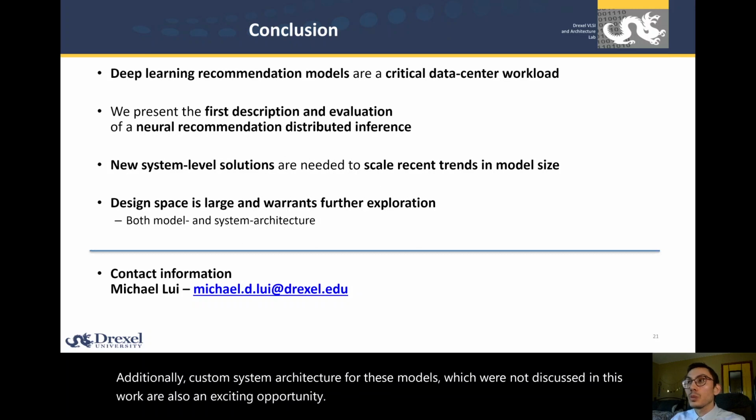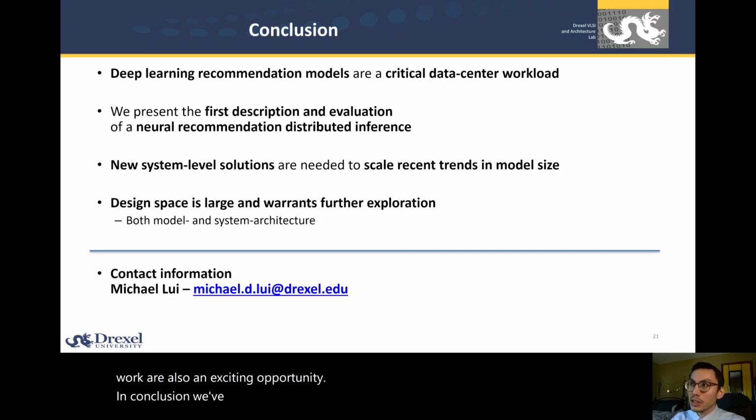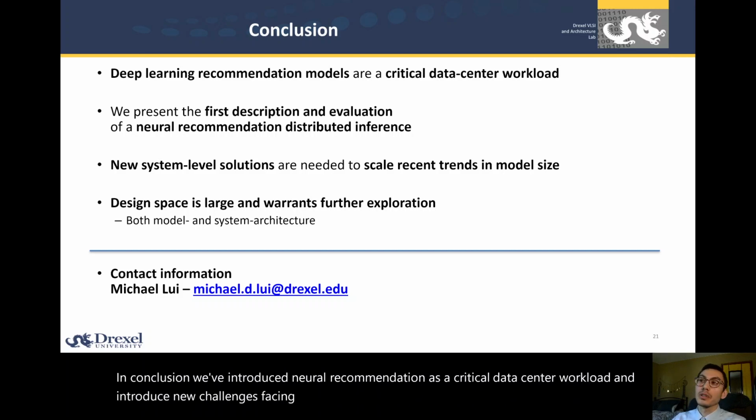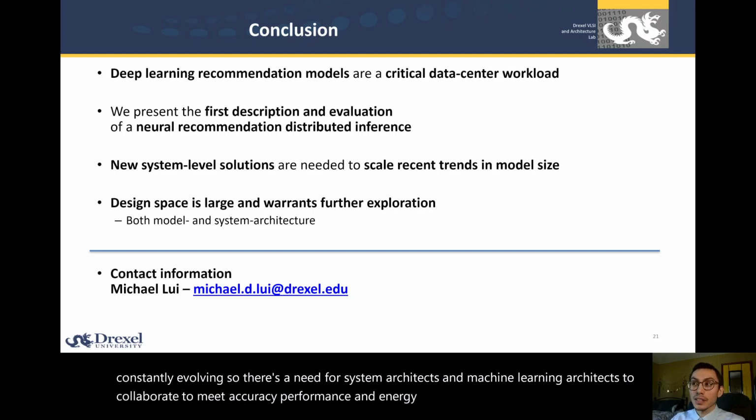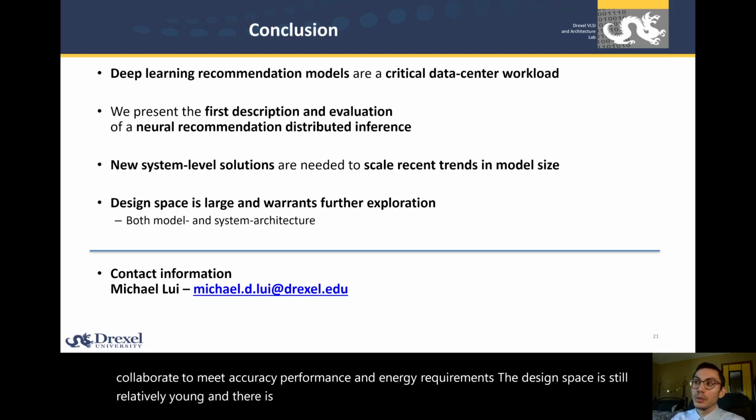In conclusion, we've introduced neural recommendation as a critical data center workload and introduced new challenges facing system engineers to scale that workload. The models are constantly evolving, so there's a need for system architects and machine learning architects to collaborate to meet accuracy, performance, and energy requirements. The design space is still relatively young, and there is great opportunity to further improve system-level solutions.